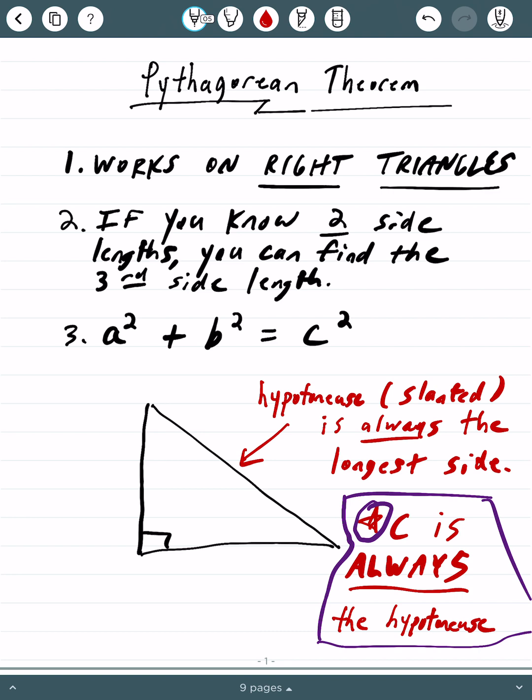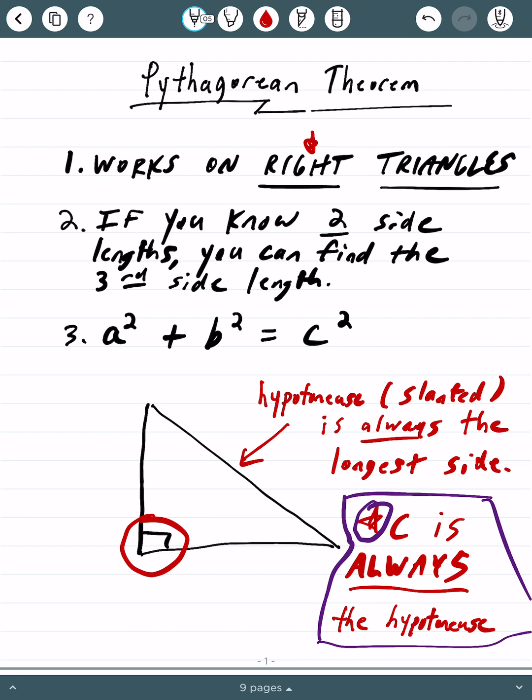Now, here's what this is. This works on right triangles, okay? So look down here. It's got to be a right triangle. It's got to have that 90-degree angle in it. And here's what the Pythagorean theorem is, and it works. If you know two side lengths of any right triangle, you can find the third side length, okay? But you got to know those two side lengths.